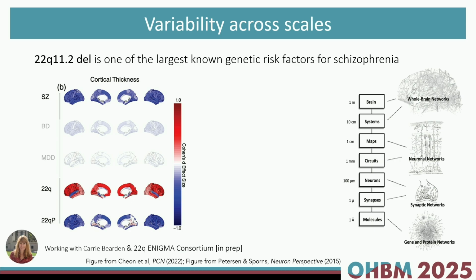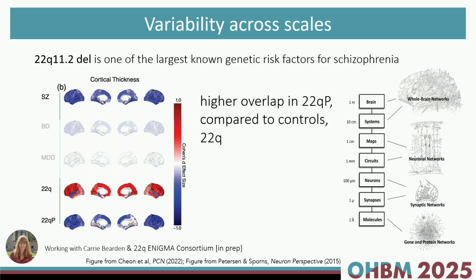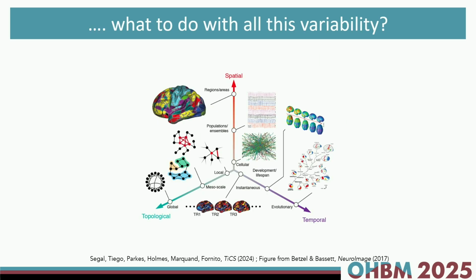And this is in collaboration with Carrie Bearden and the 22q Enigma Consortium. And this is very much preliminary data with just a subset of the results, but I just wanted to highlight it to give you a flavor of the ways in which I'm thinking about normative modeling. So what I found is that using the normative modeling approach that I showed, I find higher overlap in the 22q psychosis group compared to controls in 22q in general, but the overlap still doesn't exceed 30%. So I guess, again, this brings me back to the same question about what do I do with all this variability? Even when I think across different scales, I'm still finding variability within the clinical cohort.